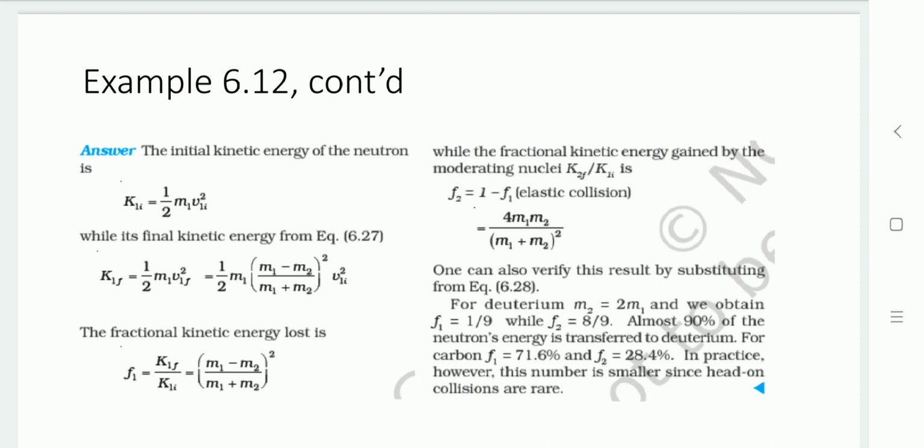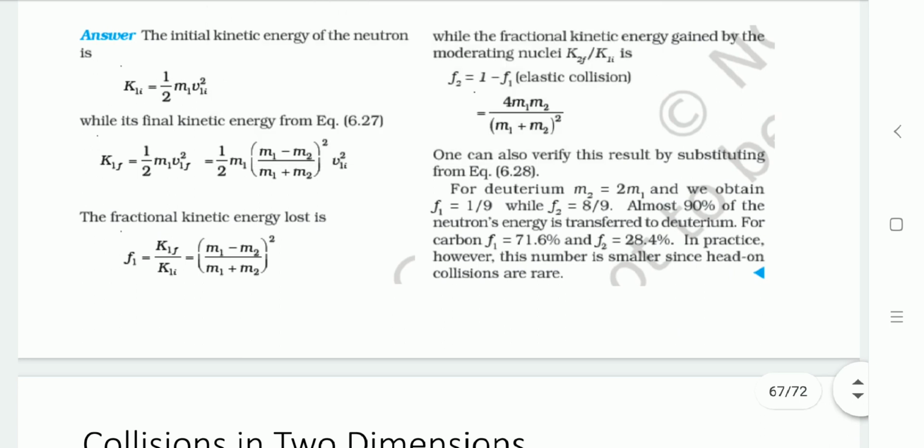Here, deuterium m2 is equal to twice m1. So that's why we have F1 equal to 1/9 and F2 equal to 8/9. So 80% of the neutron's energy is transferred to deuterium, and for carbon F1 is equal to 71.6% and F2 is 28.4%. So this number is smaller than the head-on collision, which is rare.